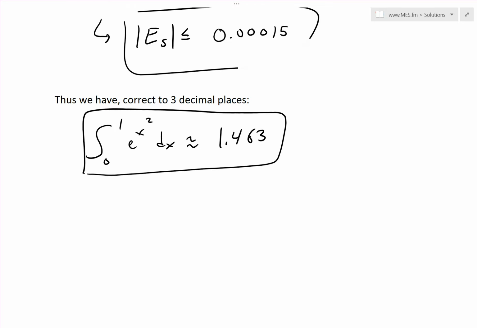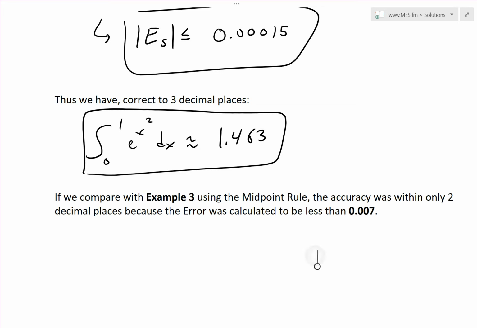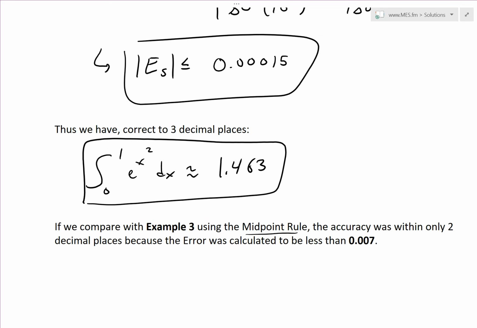And now if we compare with example 3 on the approximate integration video I did earlier, you can see the video link below. I used the midpoint rule for the same integral and same function. The accuracy was only within 2 decimal places because the error was calculated to be less than 0.007, as opposed to this one right here, which is 0.00015, which is significantly less than this error.